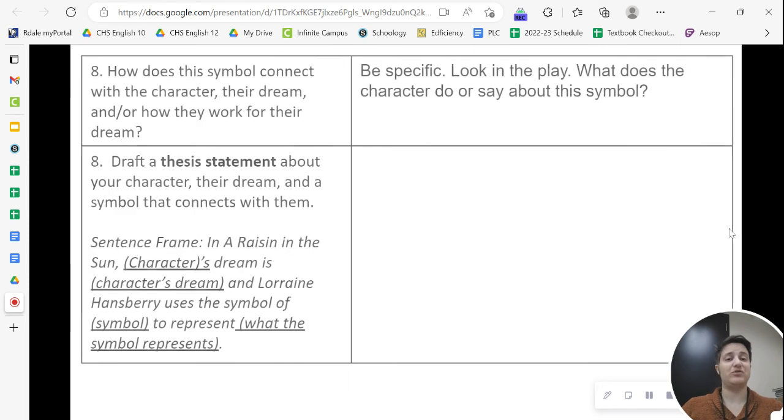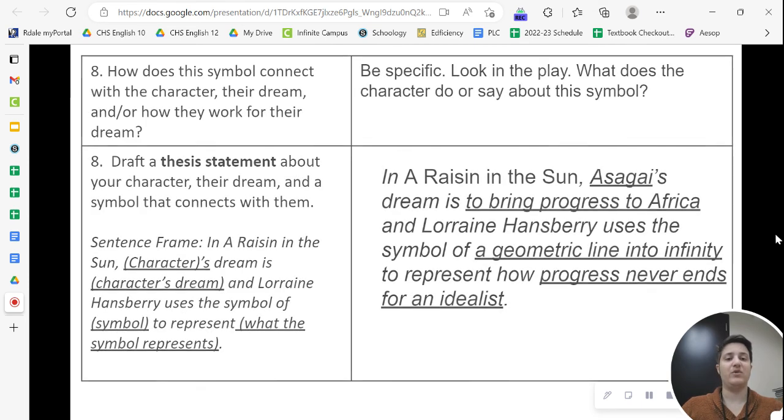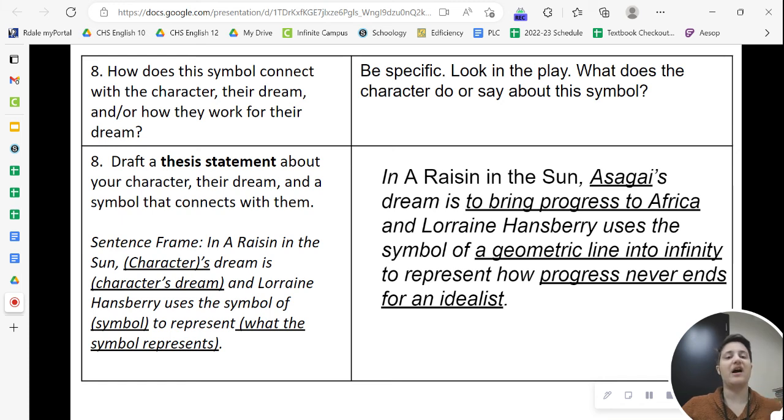So if we were applying this to our Asagai example, we could say, in A Raisin in the Sun, Asagai's dream is to bring progress to Africa, and Lorraine Hansberry uses the symbol of a geometric line into infinity to represent how progress never ends for an idealist. If you don't like that particular sentence frame, you don't have to use it, but make sure that your thesis includes all key parts. Which character are you talking about? What is their dream? What is the symbol that connects them? And what does the symbol represent?